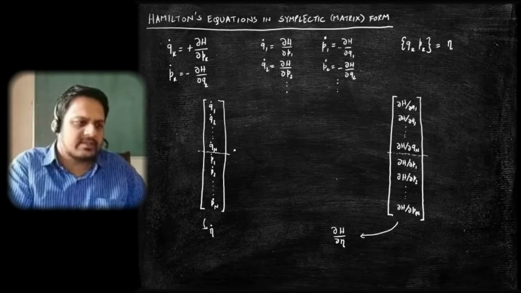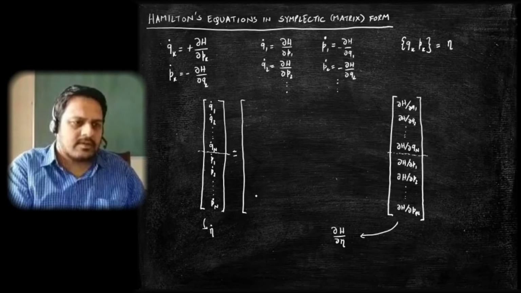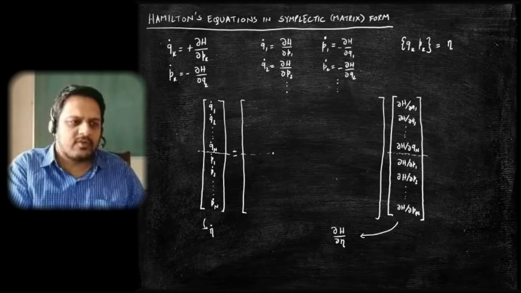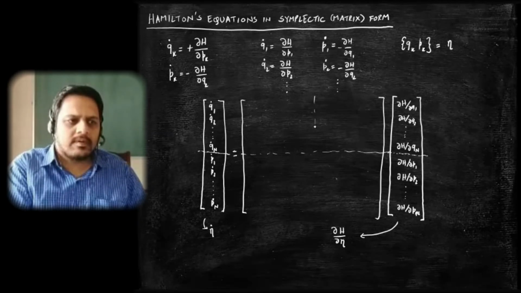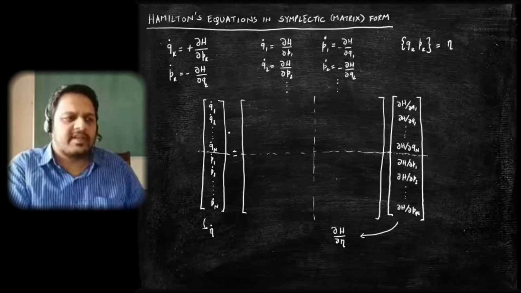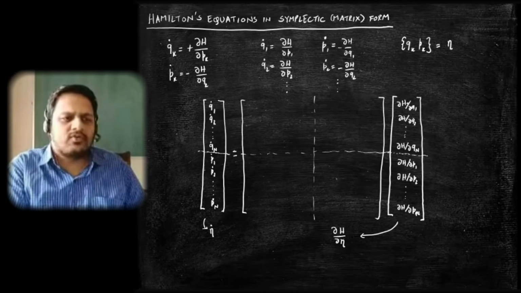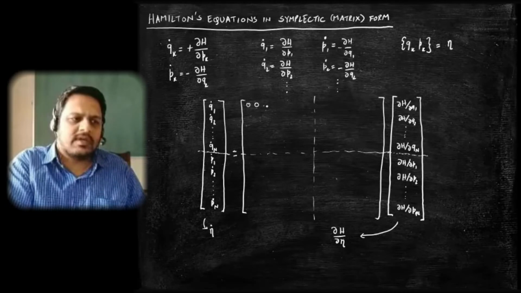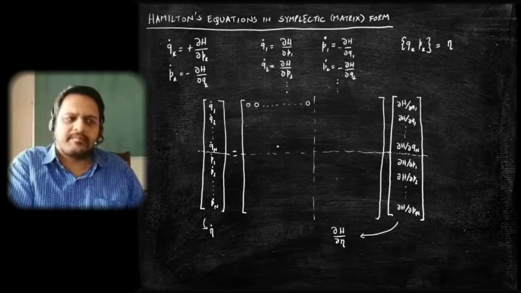What will this matrix look like which connects these two things? Just to have clarity, that matrix will also be divided into 4 parts. And what will be the entries of this matrix? Q1 dot has nothing to do with any of these guys, ∂H/∂q1 to ∂H/∂qn. So this part will be just zeros everywhere.